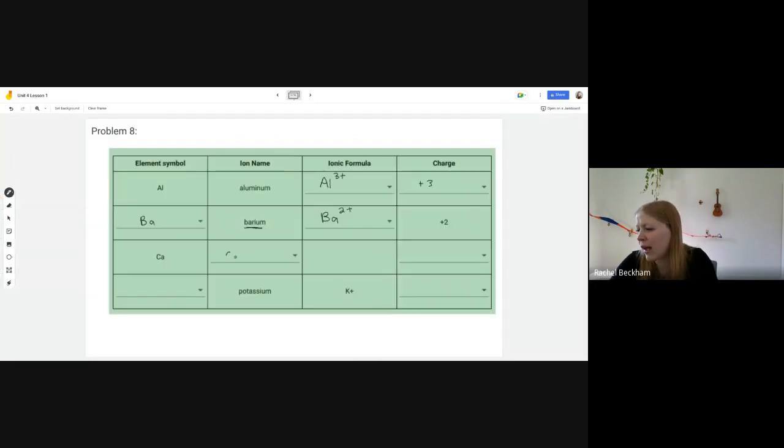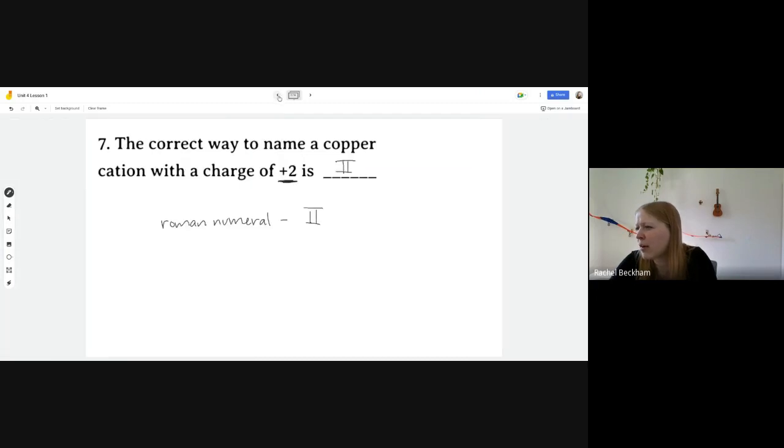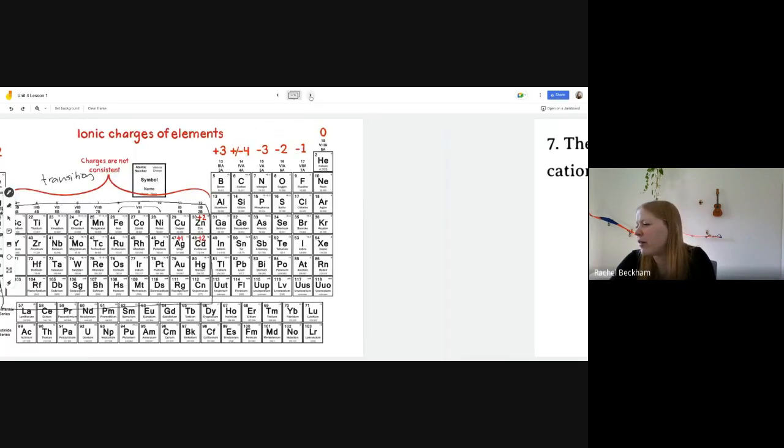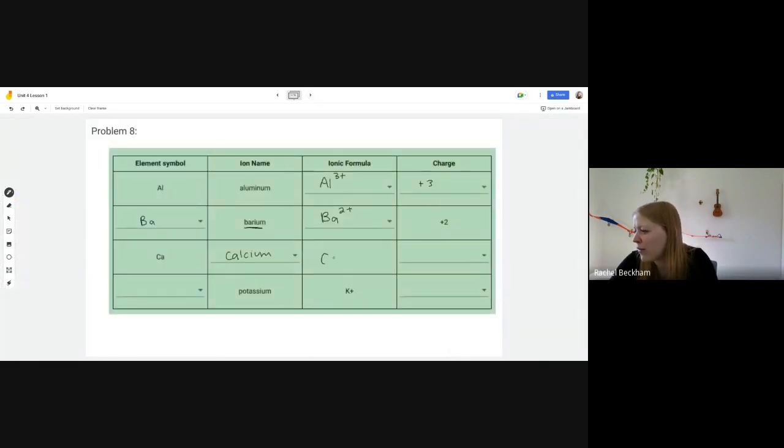So this is going to be calcium. And then what charge does calcium have? Calcium has a +2 charge. It's in the +2 column. And so it's going to have a formula of Ca2+ and a charge of +2.